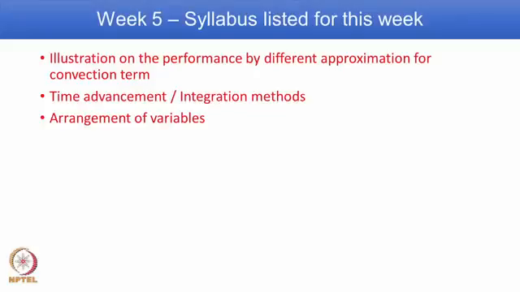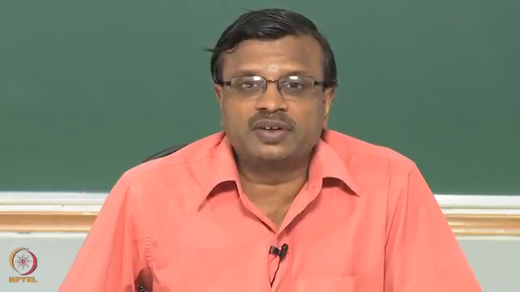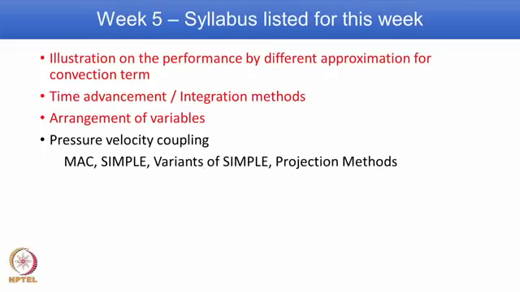We have seen so far an illustration of the performance of different interpolation schemes for the convection term, different methods of time advancement, and arrangement of variables, in particular 3 different arrangements. Then we saw the need for pressure-velocity coupling and described why one has to go for this procedure. We listed 4 procedures. Out of the 4, last class we particularly saw a method called the Marker-and-Cell method, MAC. This class we will focus on another method, known as the SIMPLE method.